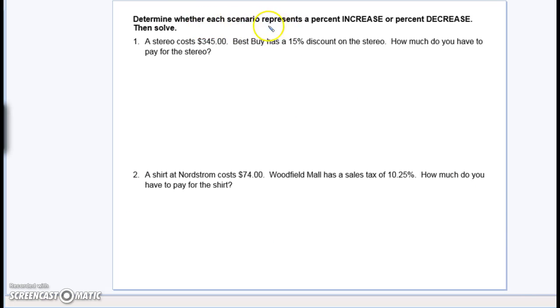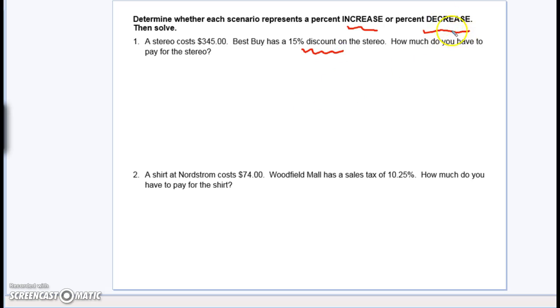So your job is to determine if each scenario represents an increase or a decrease. That's going to determine the formula you're going to have to use. So let's read this and just see what's going to happen. A stereo costs $345. Best Buy has a 15% discount on the stereo. How much do you have to pay? Think about what the key word might be to tell you if it's an increase or decrease. That key word should be discount.